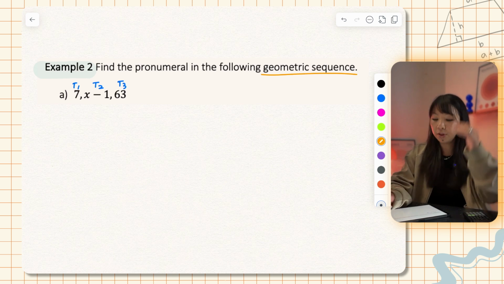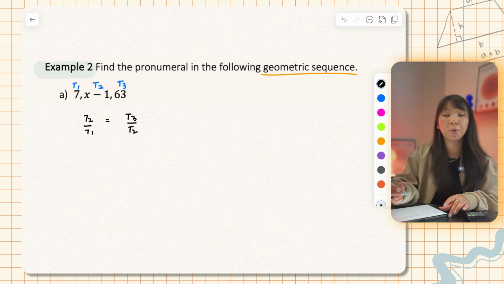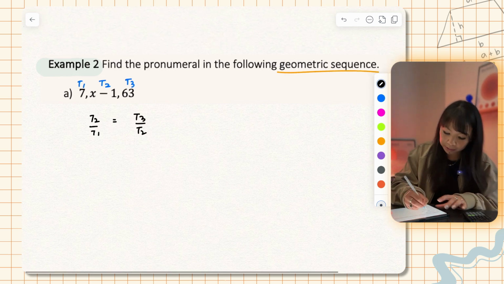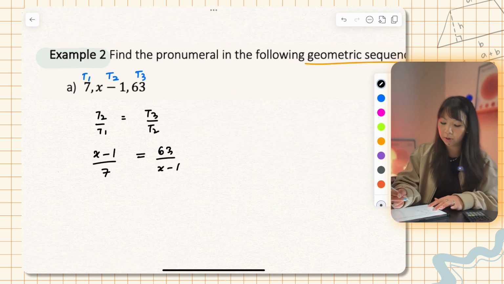We know that the ratio between the second term and the first term is equal to the ratio of the third term over the second term. So if we plug this in, we get x minus 1 over 7, and this is going to be equal to 63 on x minus 1.